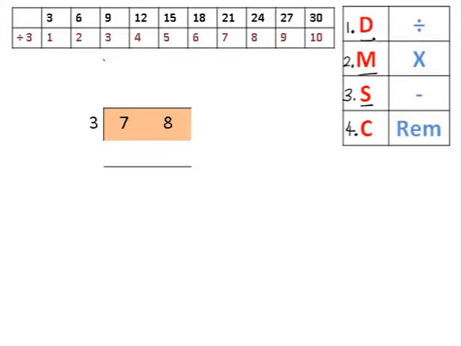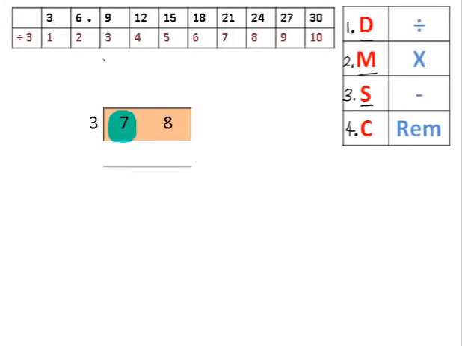So let's do the acronym again. Divide means sharing, and sharing means caring. So first divide, second multiply, third subtract, fourth carry. So let's start the steps with 78 divided by 3. Remember, 78 is 2 digits, and we are going to focus on 1 digit at a time. The first digit we're focusing on is the 7, and we follow step 1 with the 7: 7 divided by 3.